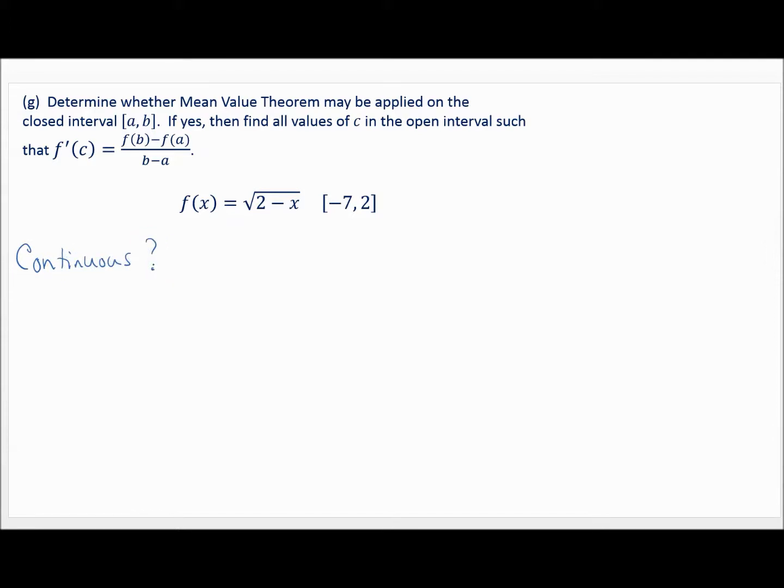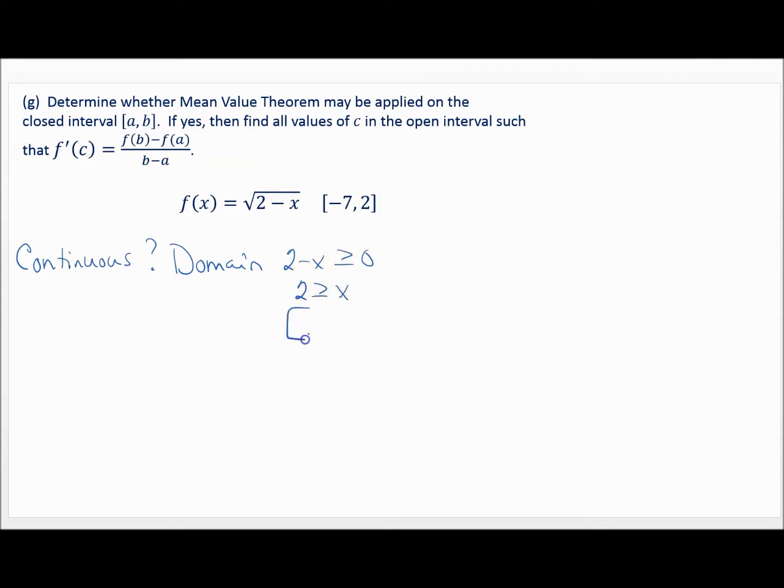Now, you could go back to your notes or your chapter when we talked about continuity, and we know radicals are continuous on their domain. So really, we need to look at the domain of this function. And if you'll recall, to find the domain of an even radical, you set what's underneath to greater than or equal to 0 and solve. So 2 is greater than or equal to x.